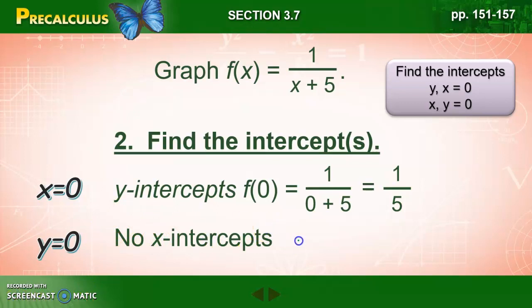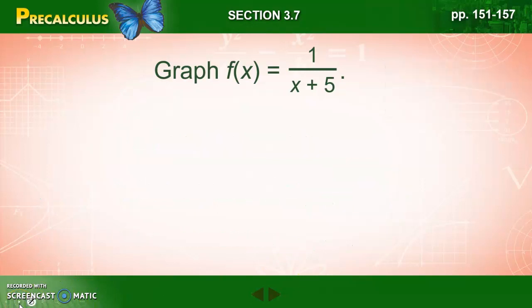If we were to try and solve this, if we have 0 equals 1 over x plus 5, we would have to multiply both sides by x plus 5. Well, 0 times x plus 5 is 0. And these would cancel, leaving us with 1. And 0 equals 1 is not a true statement, so there are no x-intercepts.